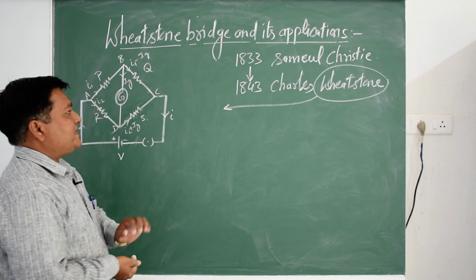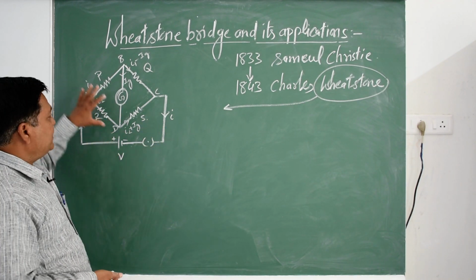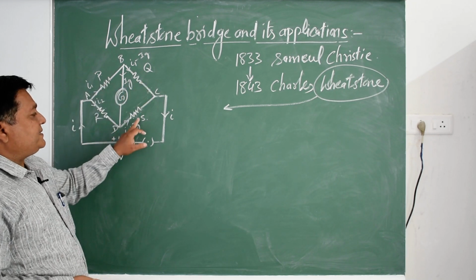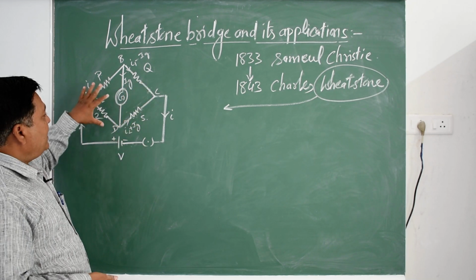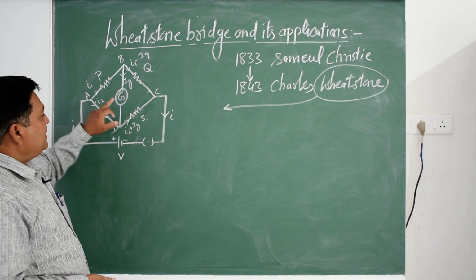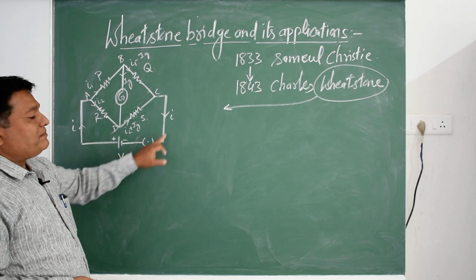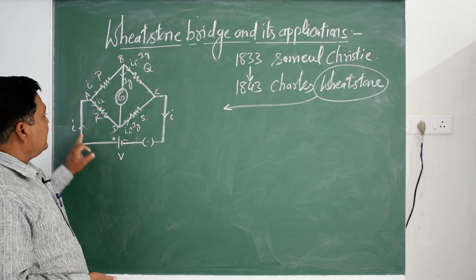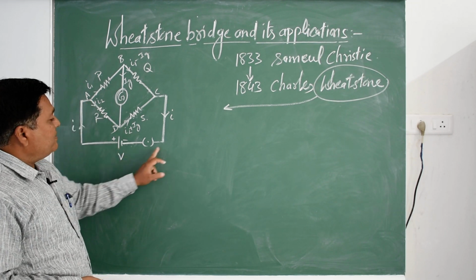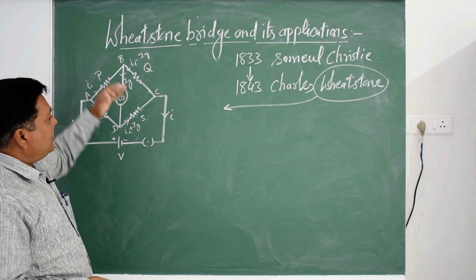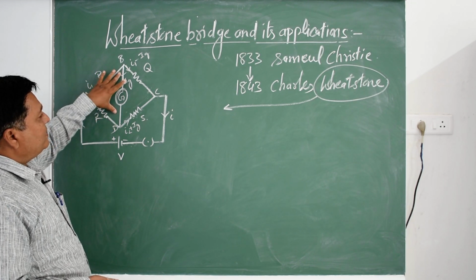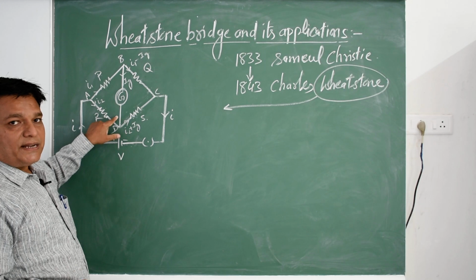This device is a combination of 4 resistances. You can see the figure here: resistance P, resistance Q, resistance R, resistance S. One of the diagonals of this device, the AC diagonal, is attached to the external source, the battery. The positive terminal is attached to terminal A, and the negative terminal of the battery is attached to C. In the other diagonal BD, a galvanometer is attached.